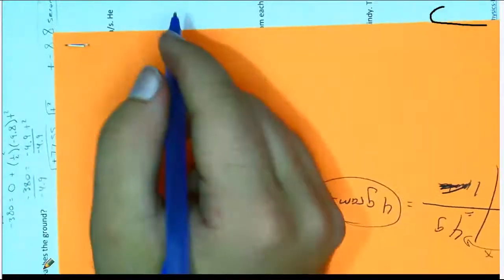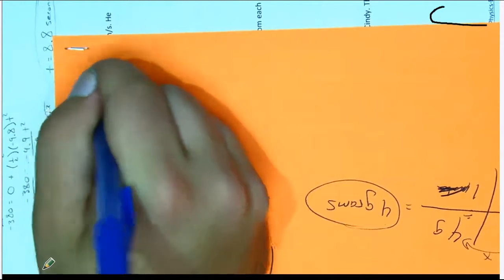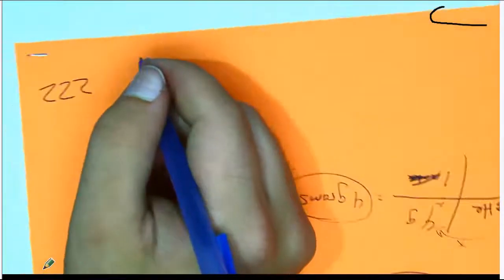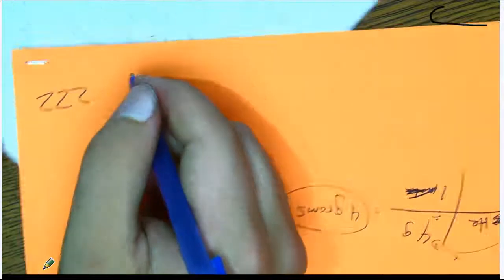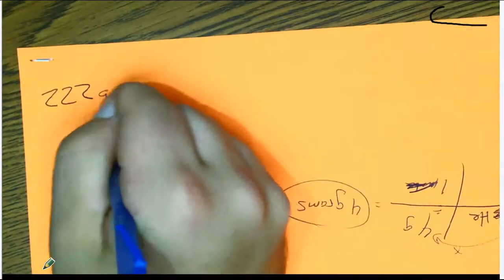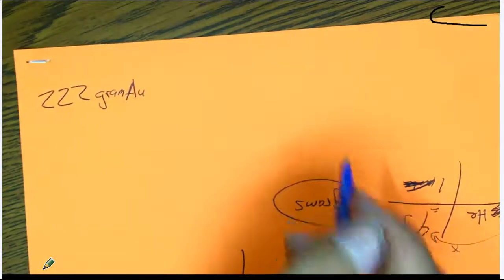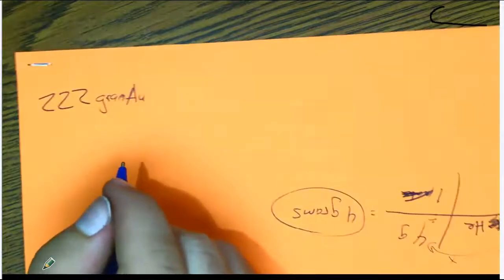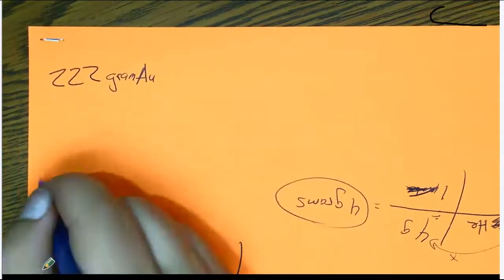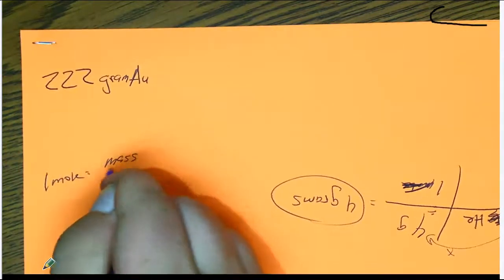One last thing that I want to do, I'll do it upside down here, is we're going to convert, let's say, 222 grams of, let's do gold, and say how many moles is that? How many moles? My conversion factor is 1 mole is equal to the mass of the element.